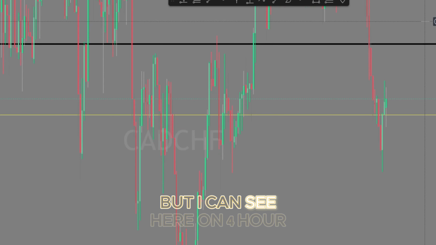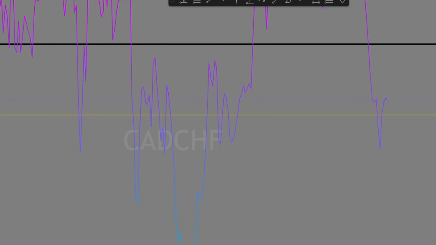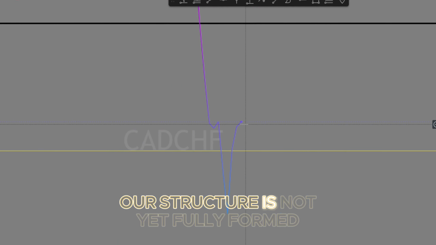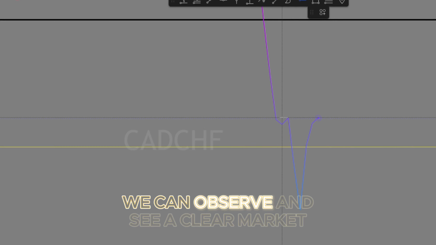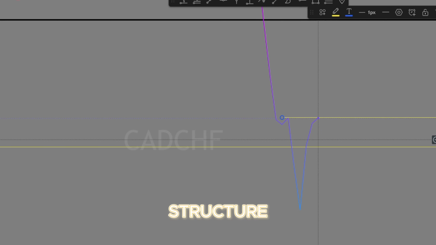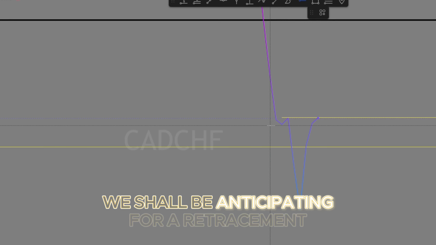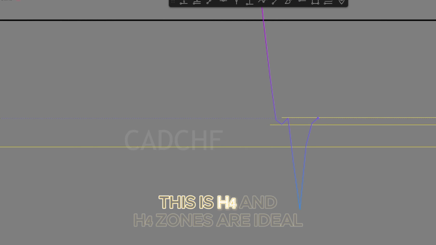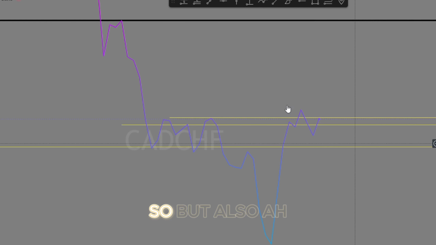But I can see here on the 4 hour, what do we see? Our structure has not yet fully formed. We can see around here, when you use a line chart, we can observe a clear market structure. If the market breaks above that zone, we shall be anticipating a retracement towards this zone. Remember, this is H4, and H4 zones are ideal.